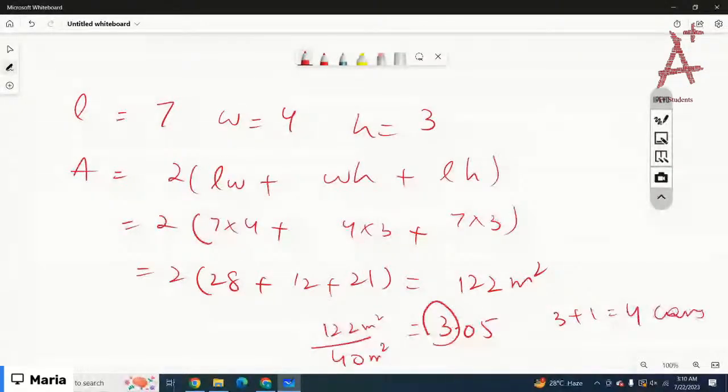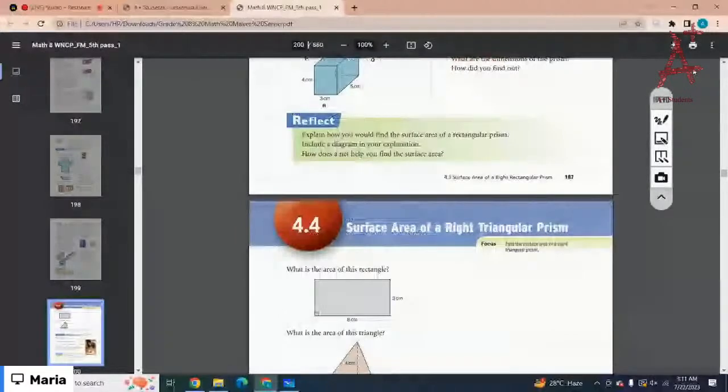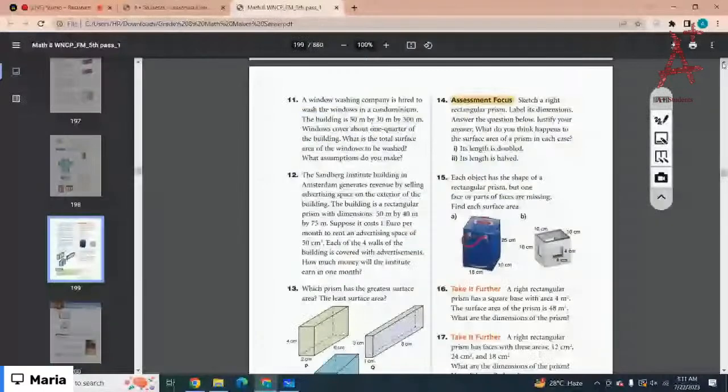Okay. Then the second part, the B part, is what assumptions you need to make. Question is what assumptions do you make? No assumptions. I just write the height as 3 meters. Got it? Okay. The next one is, let's see which question we can do next. Okay, let's just do question number 11.